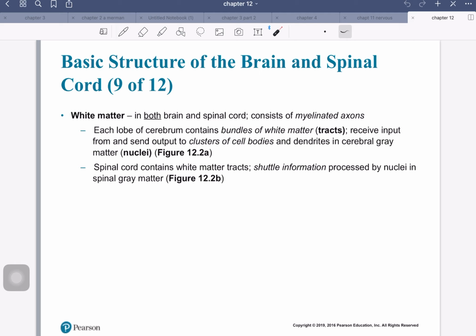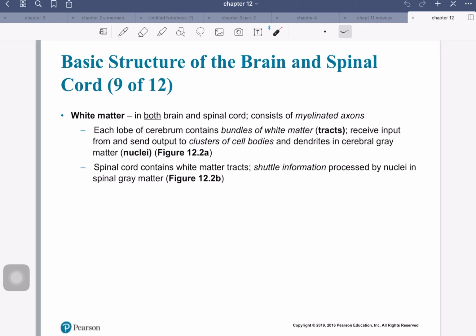It receives input from and sends input to clusters of cell bodies and dendrites in the gray matter, which are the nuclei. So when you're looking at white matter, you're really looking at mostly myelinated axons that are carrying information from one place to the next. Where you see gray matter, you're looking mostly at cell bodies, because the cell bodies aren't really myelinated. So it's cell bodies and dendrites. And of course, a collection of cell bodies in the central nervous system is known as nuclei.